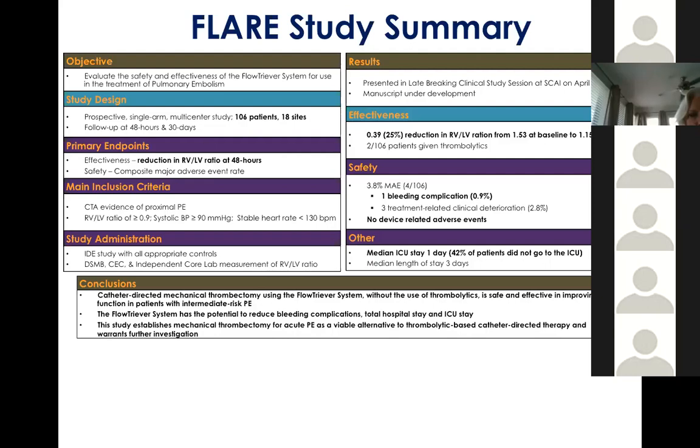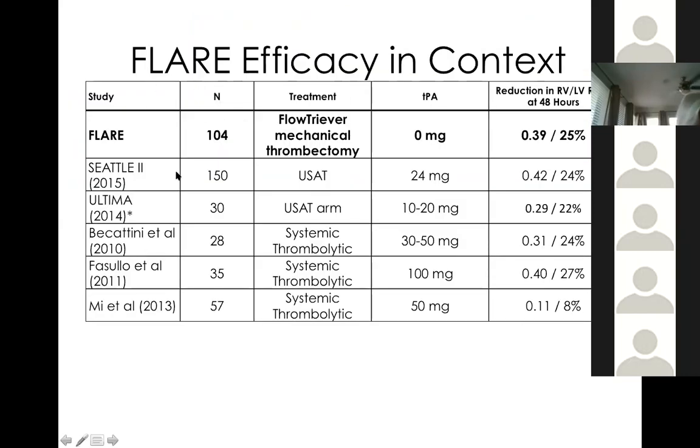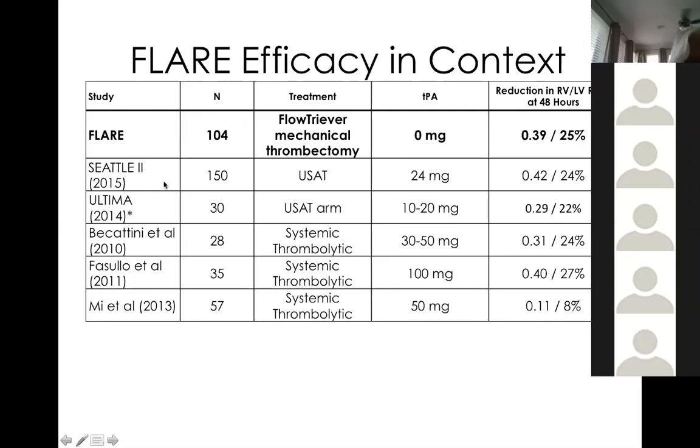Remember, any patient that comes, we do ECOS, we send patients to the ICU for fibrinogen and for closer monitoring. So to put this in context, the FLAIR trial that used the flow retriever or mechanical thrombectomy used 0 TPA, with a 25% reduction in RV to LV ratio at 48 hours. Seattle 2 used ECOS, used up to 24 milligrams of TPA. There's also a good amount of reduction of the RV to LV ratio, but there were more increased bleeding complications.